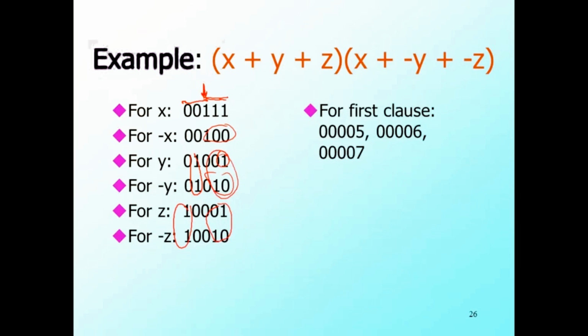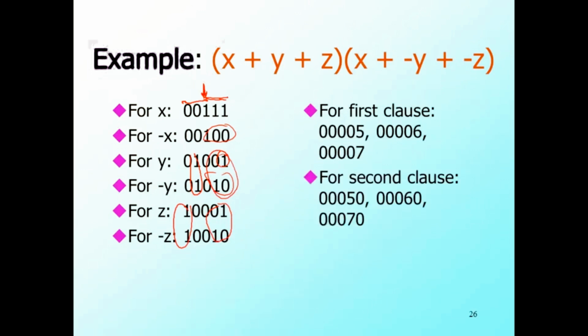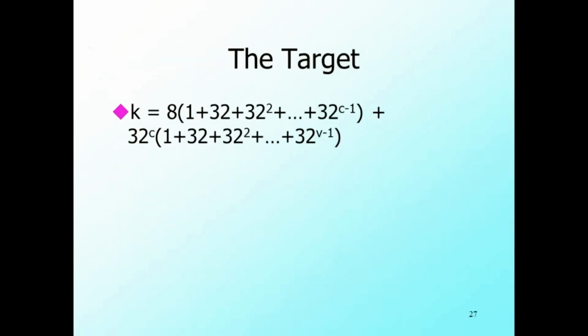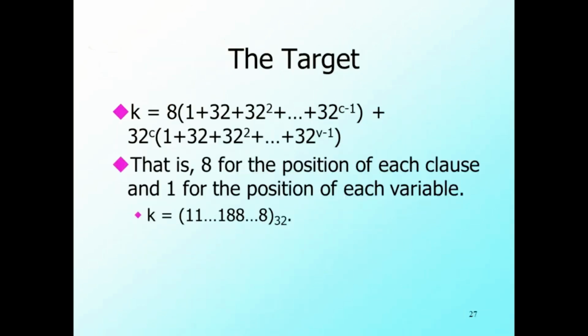Now let's look at the integers for the clauses. For clause 1, we have integers with 5, 6, and 7 in the low order position. And for clause 2, we have the same digits in the second lowest position. We'll pick the target as shown. Note that k in base 32 is v 1s followed by c 8s. Thus it is easy to write down in time proportional to the length of the input to the transducer.